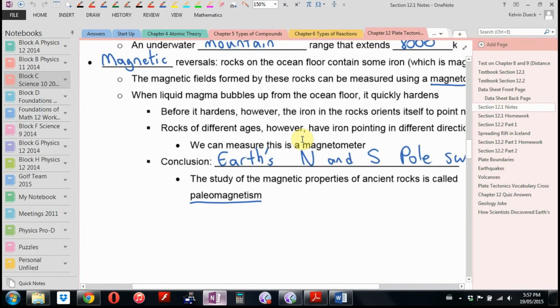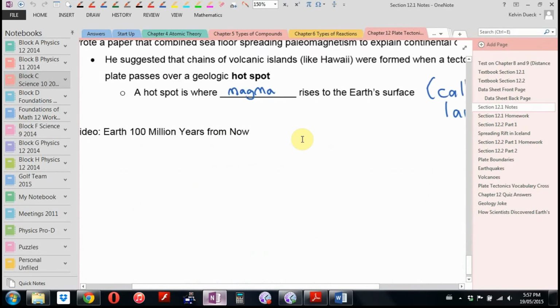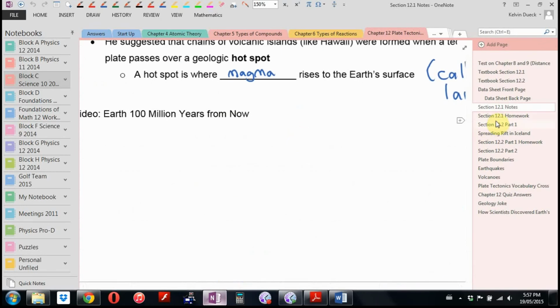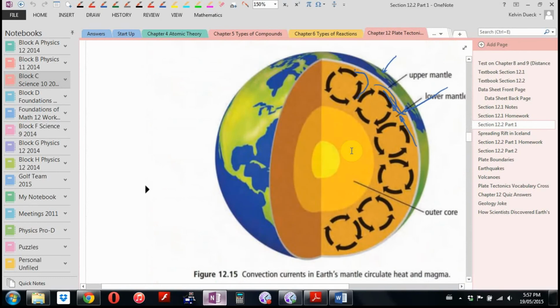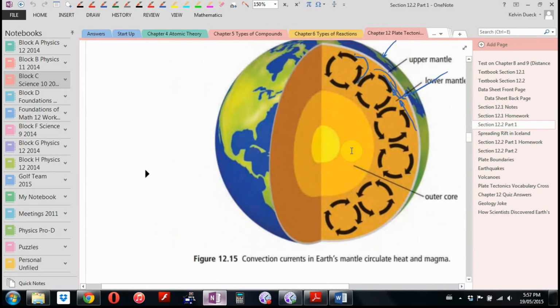Let me see if I included it. I think I did. This is mantle convection, where you have hot molten magma bubbling up, and forcing things apart right there. And here, things will be getting forced together. As the magma cools, it sinks back down.